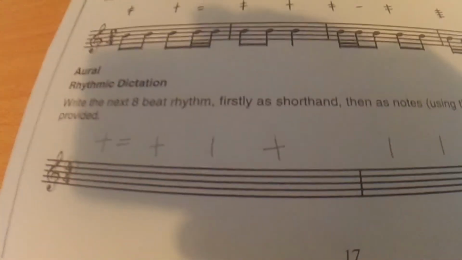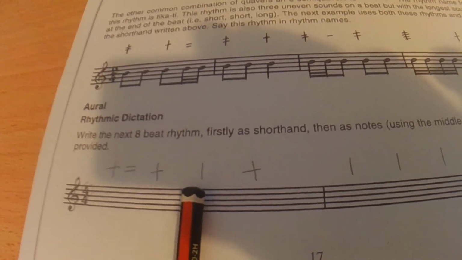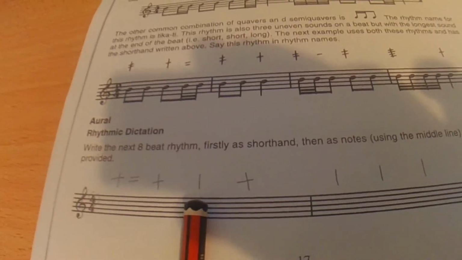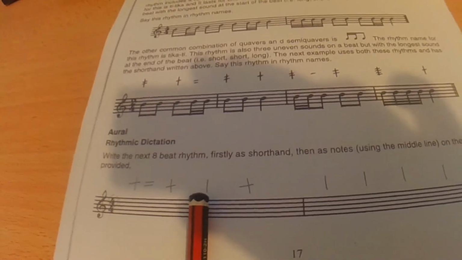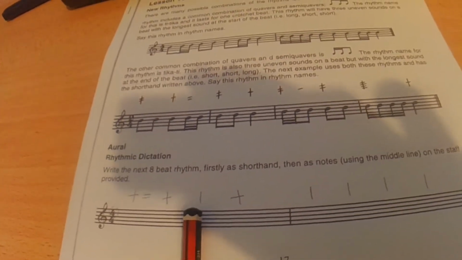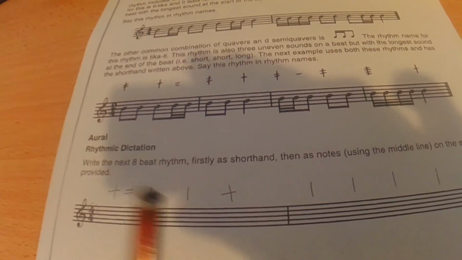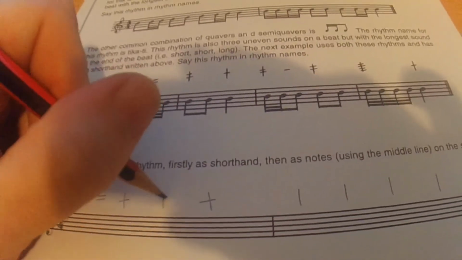Where you might be a little confused is, what was this one? Da, da, da, da, da, da, da, da. This was da, da, da. How many sounds? 3. Which order? Long, short, short, or short, short, long? Da, da, da. It was short, short, long.